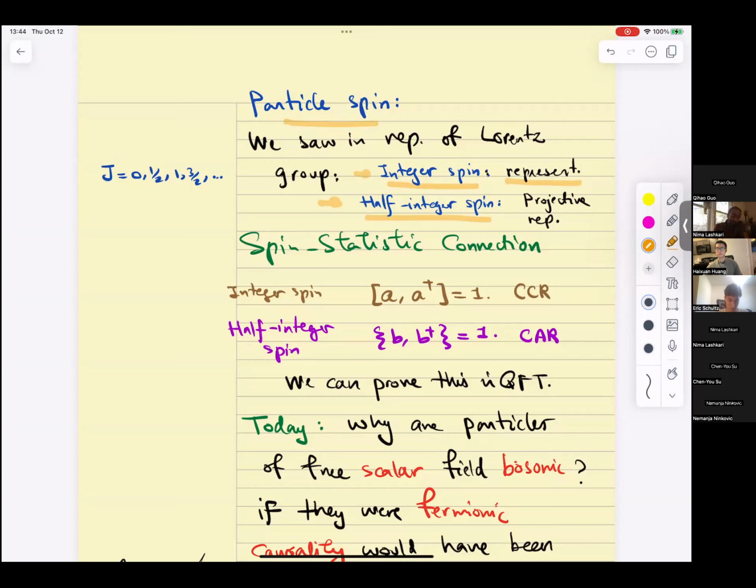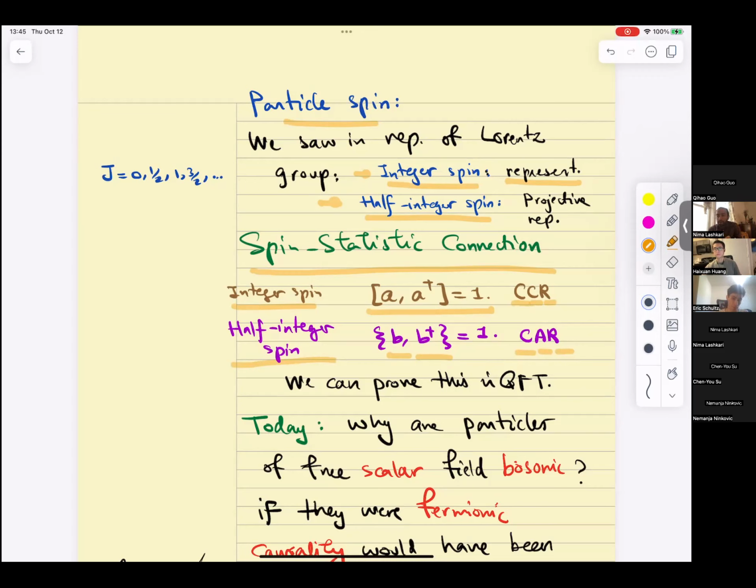Now, the spin statistic connection is the statement that if your particle has integer spin, you should quantize it by requiring commutation relations, canonical commutation relations, CCR. Or if your particle has half integer spin, you should quantize it using anti-commutation relations, or canonical anti-commutation relations, CAR, right? This is something that comes up at the level of quantization. Spin is just some statement about classical field theory, right?